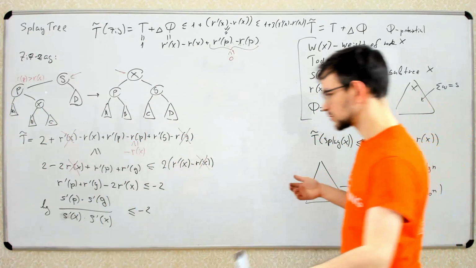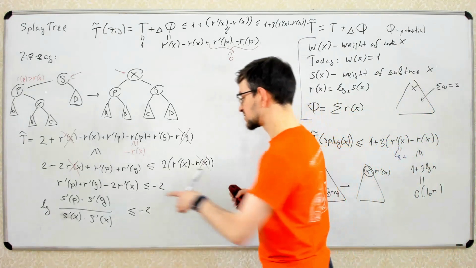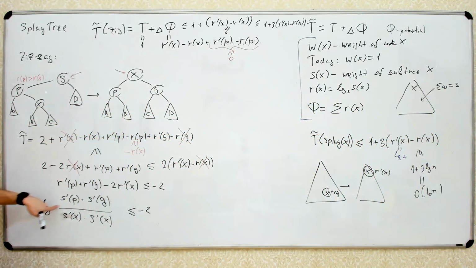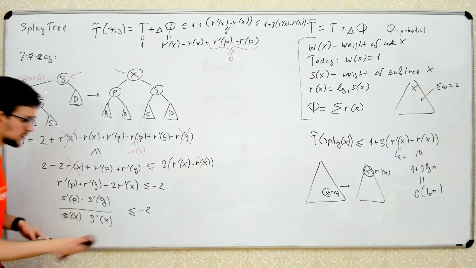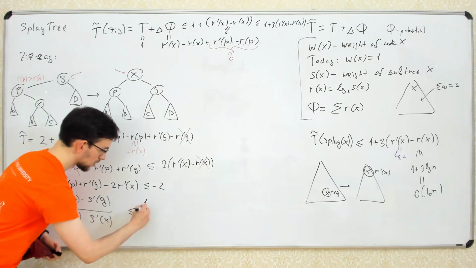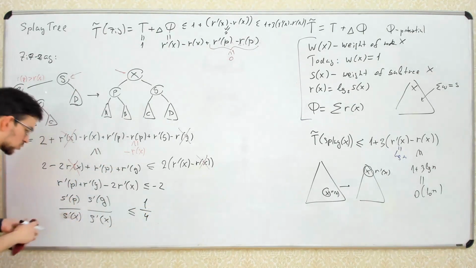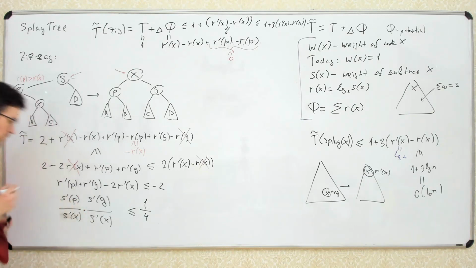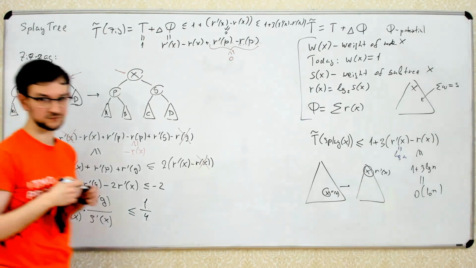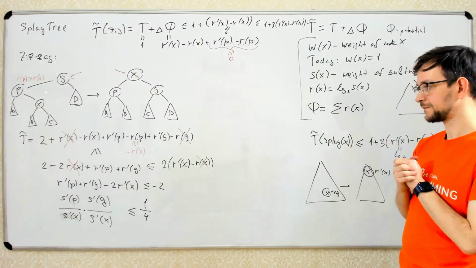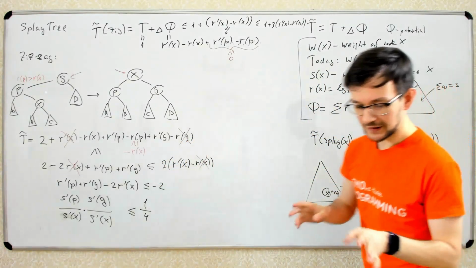That's all, basically. Now I will remove this logarithm. So I need to prove this logarithm is no more than minus 2. That means I need to prove that this is no more than 1/4. And I will split these two fractions like this. That's all. And now the intelligent part.